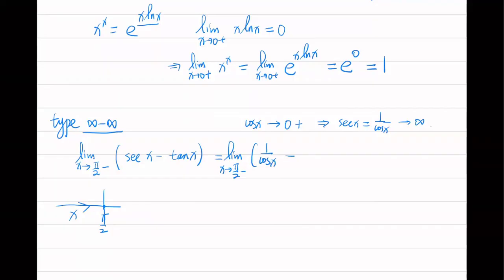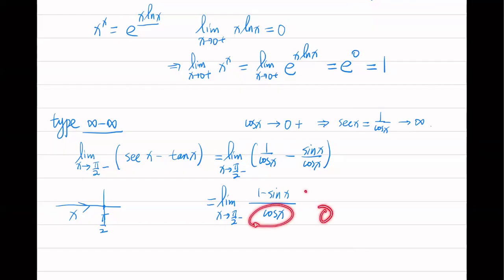What's tangent? Sine over cosine. Okay, we want to put this over a common denominator. What do you have? Now, what do you say about the denominator? Numerator, 1 minus sine pi over 2. Again, it's 0. So it's the 0 over 0 type.